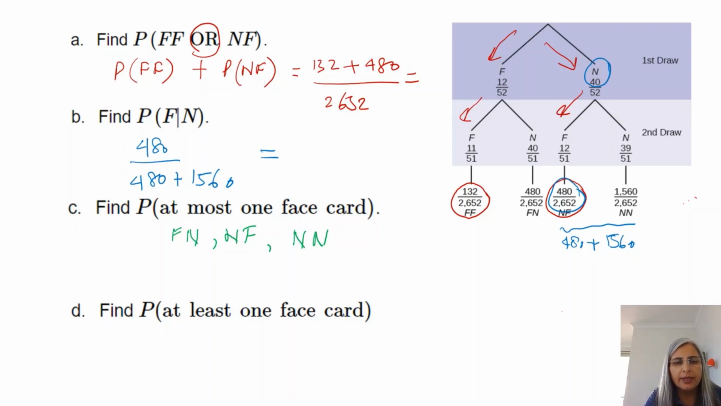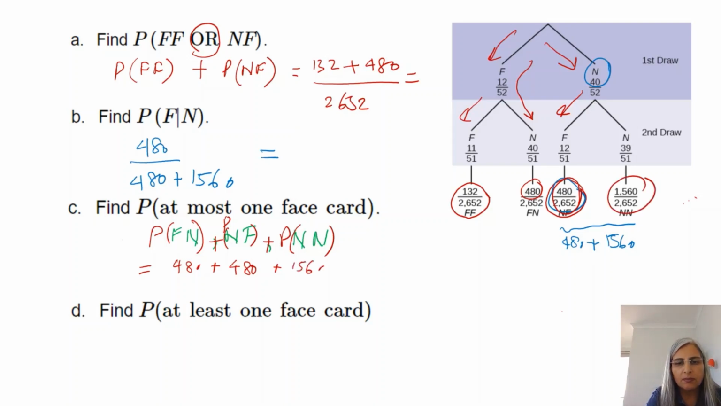So again, there could be an FN combination, or there could be an NF combination, or there could be an NN combination. So when we look at their probabilities, of course, they will be added as before. Now the probability of the FN combination is this one. So 480. I will add the denominator later. And then the probability of the NF combination, which is here, again 480. And then the probability of an NN combination, which is 1560, whole divided by 2652. And you can compute that.